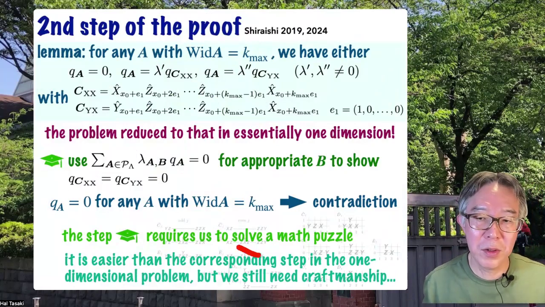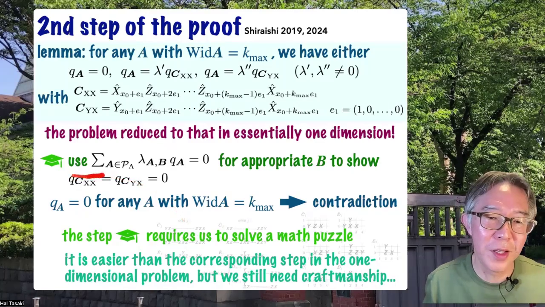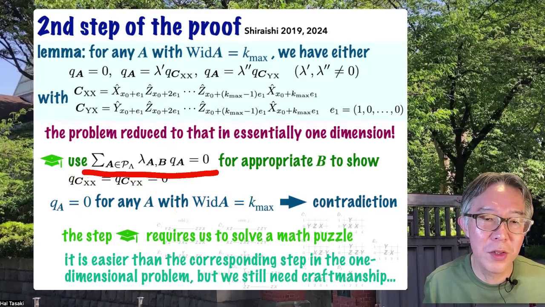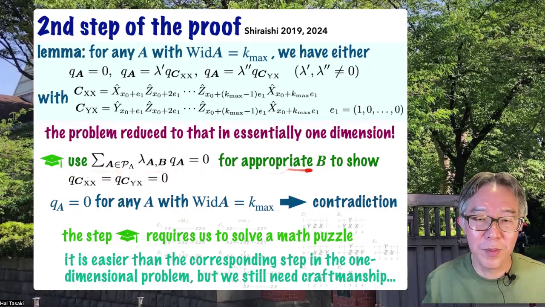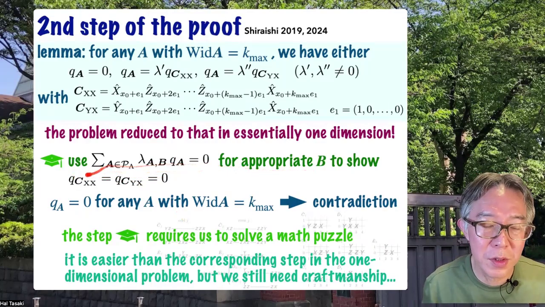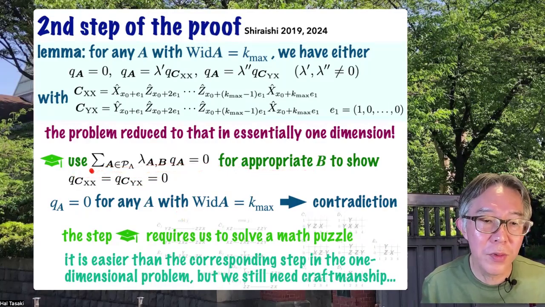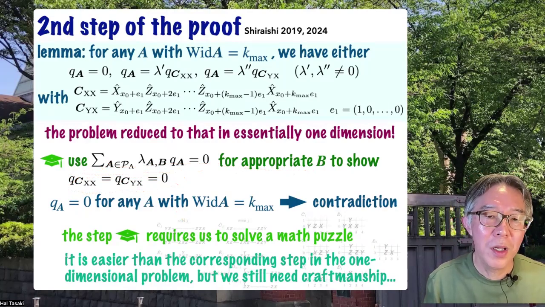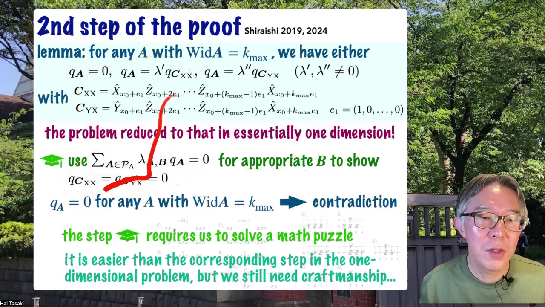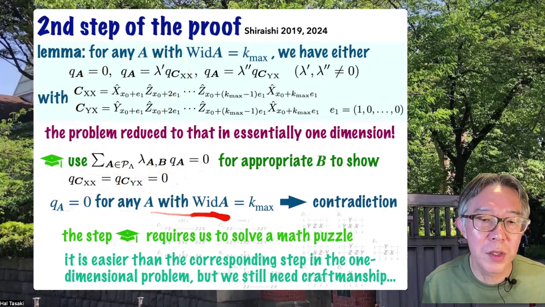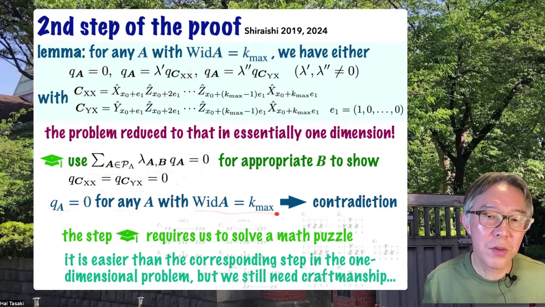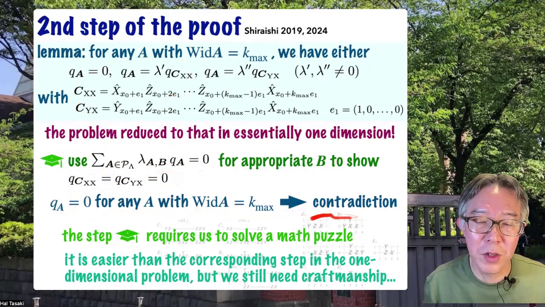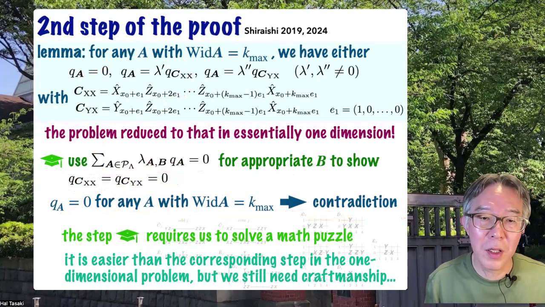The strategy is very simple to say. We have these coupled equations, and we still haven't used all of them. So you cleverly pick some B and write down some equations and try to solve them, again using your high school mathematics, to show that Q_C^X and Q_C^Y are 0. And then by using this lemma, you see that Q_A equals 0 for any A with maximum width. But this contradicts the existence of a maximum width component, so we get our theorem.